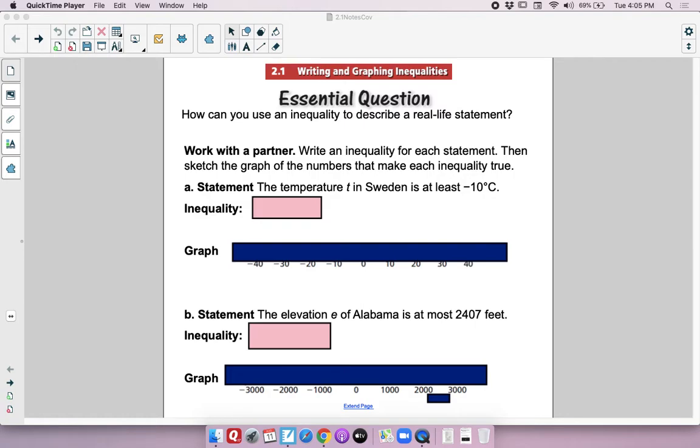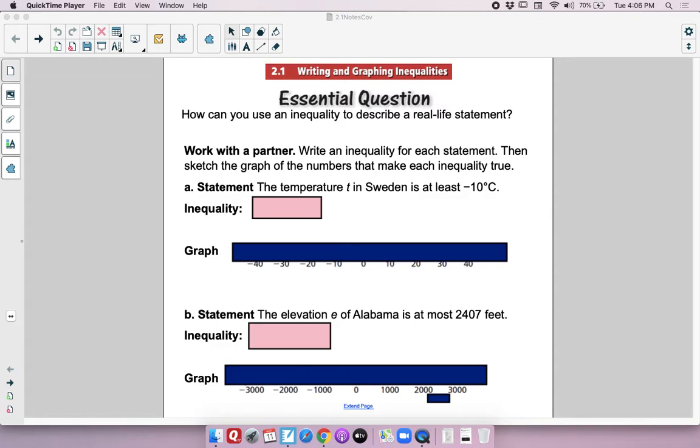life statement? So we're going to be, again, figuring out how we're going to use numbers and inequalities for real life stuff. Okay, so you might want to work with a partner with this. Find someone at home, call a friend, do all those wonderful things that you guys know how to do. And write an inequality for each statement. And then I'd like you to sketch the graph that makes each inequality true. So your first statement. Well, why don't you go ahead and try those, and then unpause.